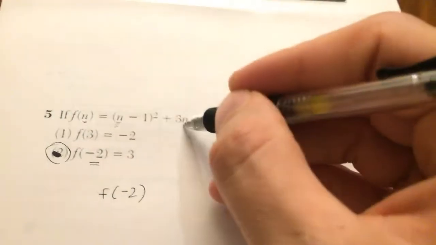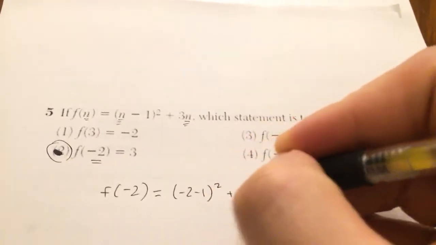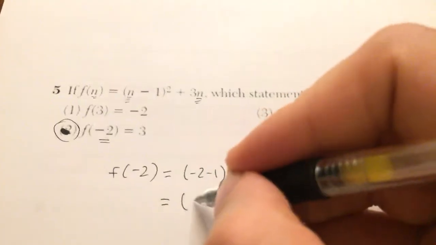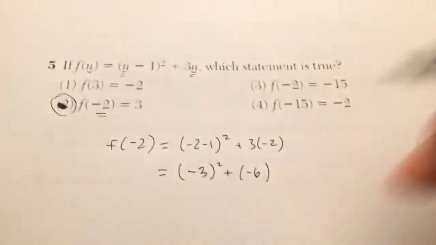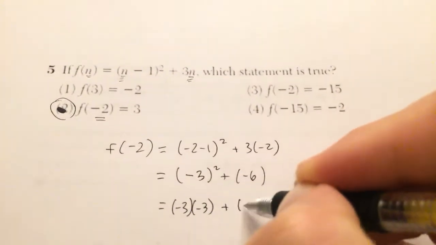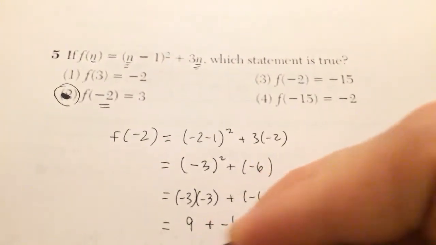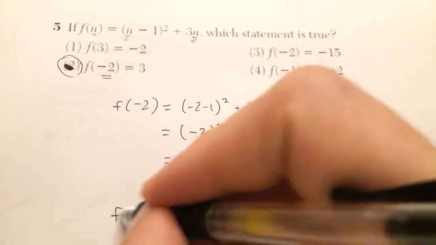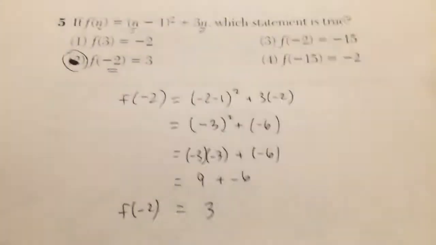If I put in negative 2 for n, then I have to substitute negative 2 for n. So I'll have negative 2 minus 1 squared plus 3 times negative 2. Negative 2 minus 1 squared is going to be negative 3 squared, and then this is going to be plus a negative 6. Negative 3 squared means negative 3 times negative 3, which is 9, plus negative 6, I get 3. So therefore, f of negative 2 is 3, which would match our choice number 2.